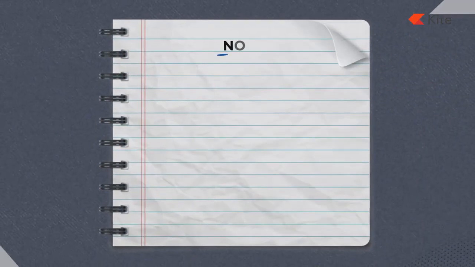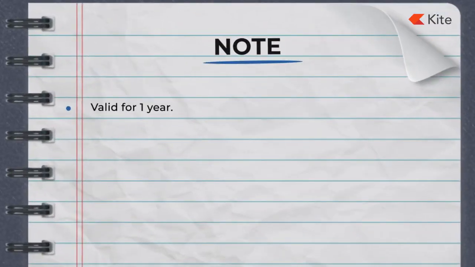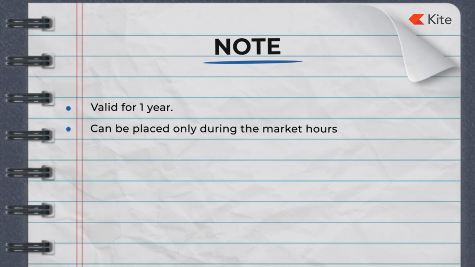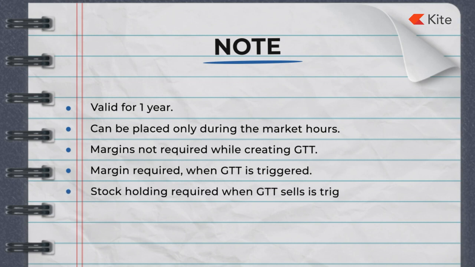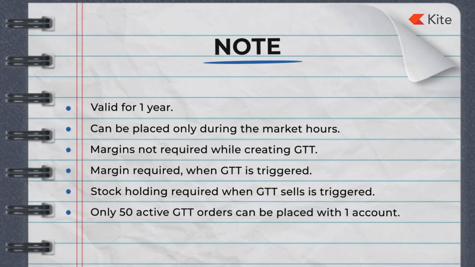A few important points to note: a GTT is valid for 1 year. All orders will be triggered and placed only during market hours. You don't need to have cash or margins available in your account to create a GTT, because the system only checks for margins when the GTT is actually triggered and an order needs to be placed on the exchange. So you'll need to have available margin only then. Orders placed at the exchange by GTTs that trigger will only be filled if you have enough funds to buy and you have enough stock in your DMAT or F&O position for sells when the order is placed on the exchange. A maximum of 50 active GTTs can be placed at a time on one account.